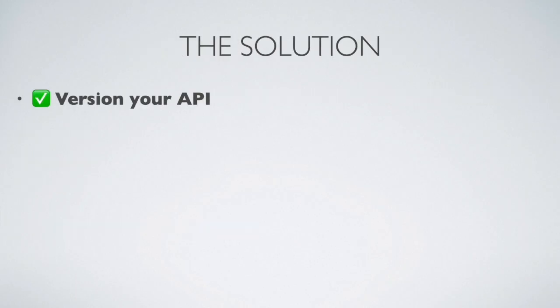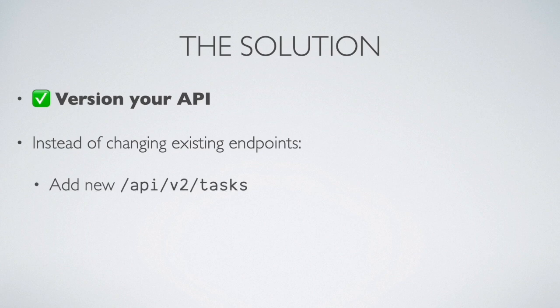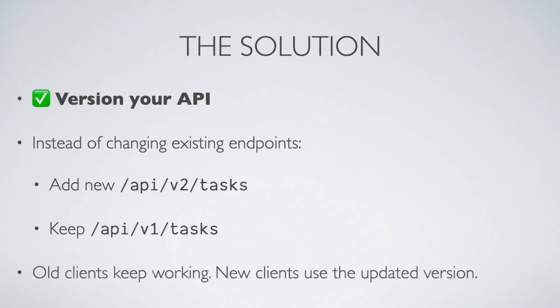Version your API. Instead of changing your existing endpoints, you introduce a new version, something like /api/v2/tasks, while keeping the old version, /api/v1/tasks, untouched. That way, old clients can continue to work as before, while new clients or updated apps can start using the improved version. So nothing breaks for users who still depend on it. This gives us freedom to improve, refactor, or even redesign our API without causing chaos for existing users.